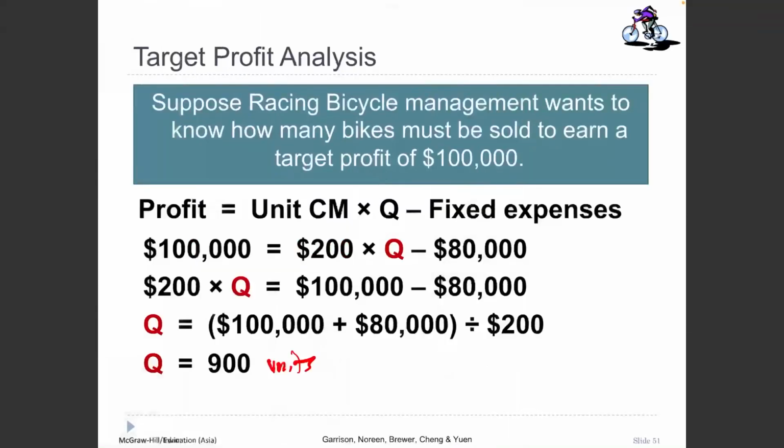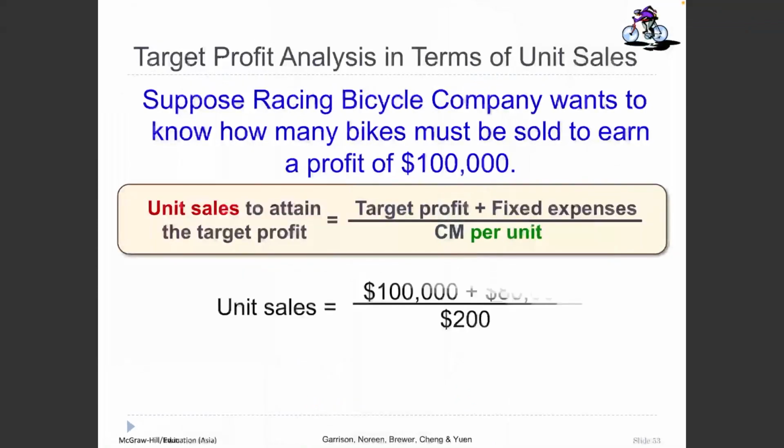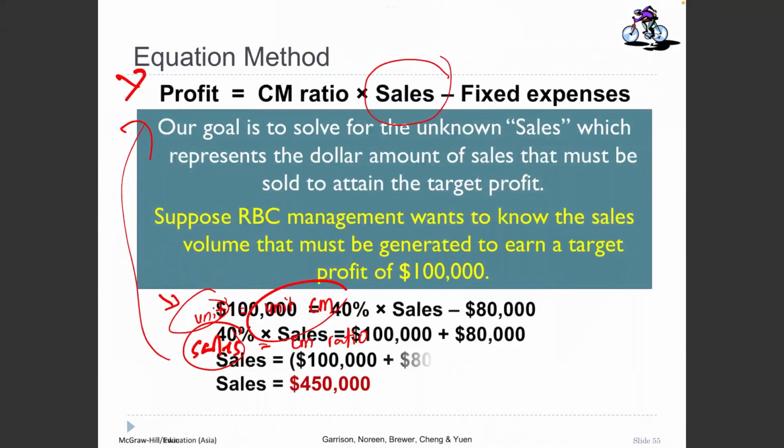So if they are asking you in terms of unit, how much quantity needs to be sold, you will use unit CM. But if they are asking you in terms of sales dollars, you will use CM ratio and then you multiply with sales. So don't be confused. Let's say you are confused. How do I know if I want to use formula 1 or this formula 2? It depends on the question.